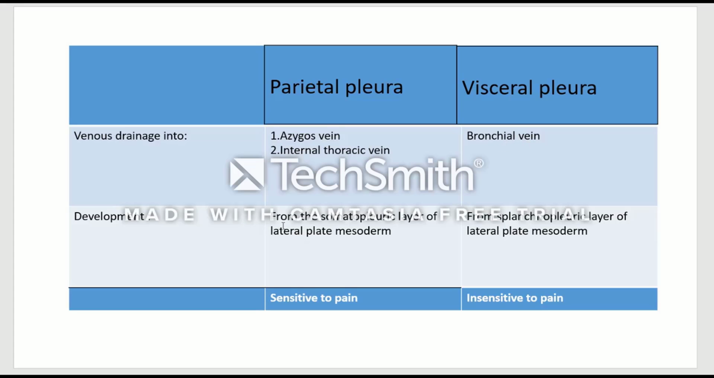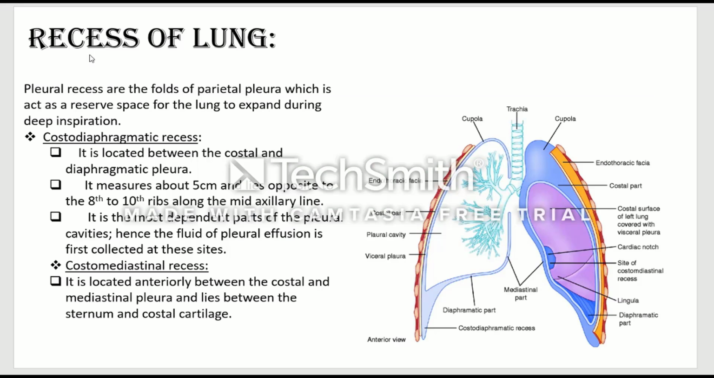And development of parietal pleura is from the somatopleuric layer of lateral plate mesoderm, and visceral pleura is from the splanchnopleuric layer of lateral plate mesoderm. And parietal pleura is sensitive to pain, but visceral pleura is insensitive to pain. Then একটা important written question হচ্ছে recess of lung.